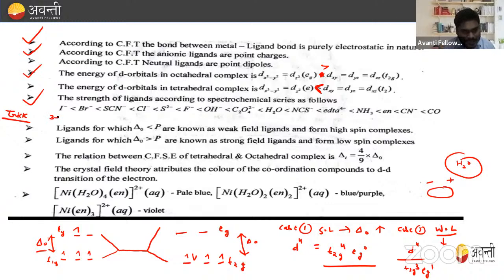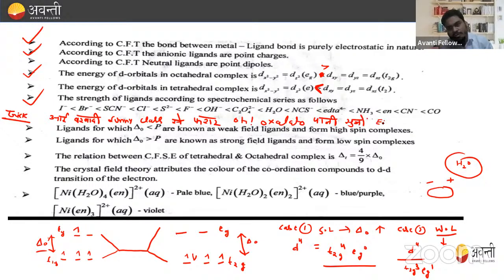That is I. Okay, this is I Barbadi, I Barbadi Sunny class se Farar. Okay, so this is I Barbadi Sunny class se Farar. O-oxalato, pani suno, EDTA and ammonia, in Canada and Colombo. So this is the trick how you can remember this spectrochemical series, that is I Barbadi Sunny class se Farar.